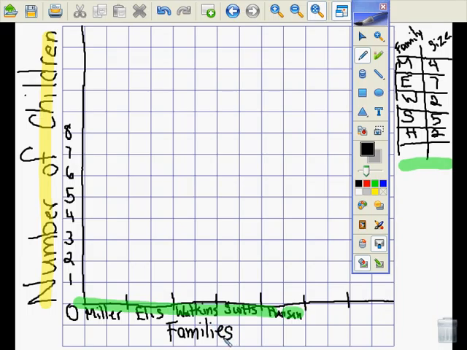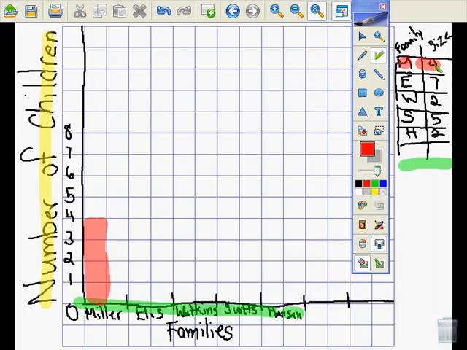Alright, so we're going to look at our first family, which has 4 people in it. So if we go up to the graph here, each box is going to represent one person in the family. I'm only going to come up to the top of this. And now I've got what we see right here, 4, for the Miller family.